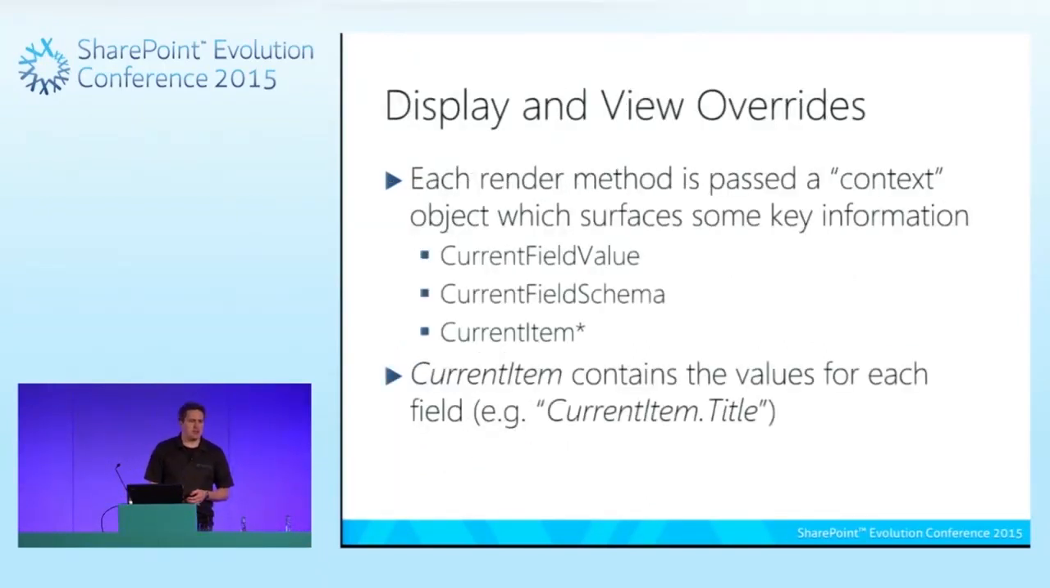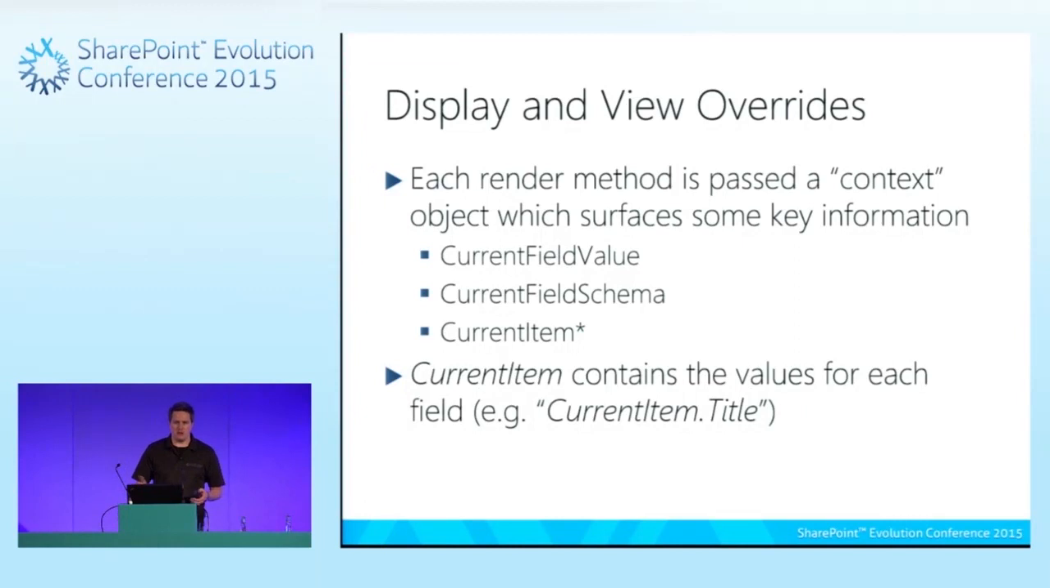So, we're going to dive straight in. Display and view overrides. Now, I'm going to do a quick demo code so you actually have a look at how this JavaScript hangs together. But initially, the display and view override is just a method that returns a string. But in terms of knowing what you're supposed to render and how that's supposed to look, you get a context object that's passed to your method, and that contains some properties you can use to pull out various bits. A current field value is an obvious one.